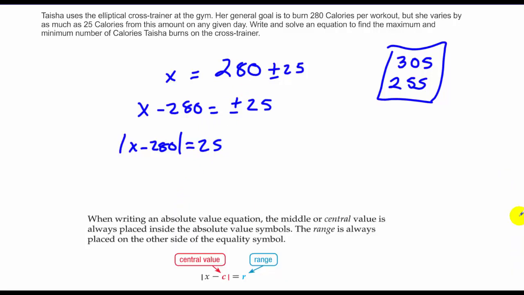Special words for some of this stuff. When you're writing an absolute value equation, the middle, or what we call the central value, is always placed inside of the absolute value. So this guy, the 280, is our central value. All right, and 25 acts as the amount it can go higher than or lower than. So this acts as our range. And that's the guy that goes outside of, or on the other side of, the equality sign.